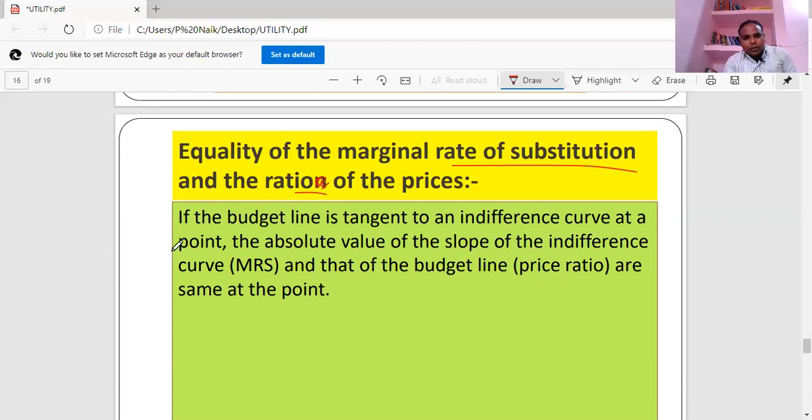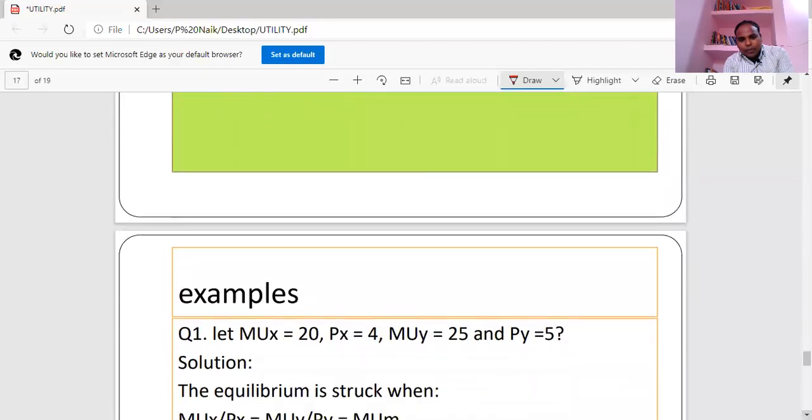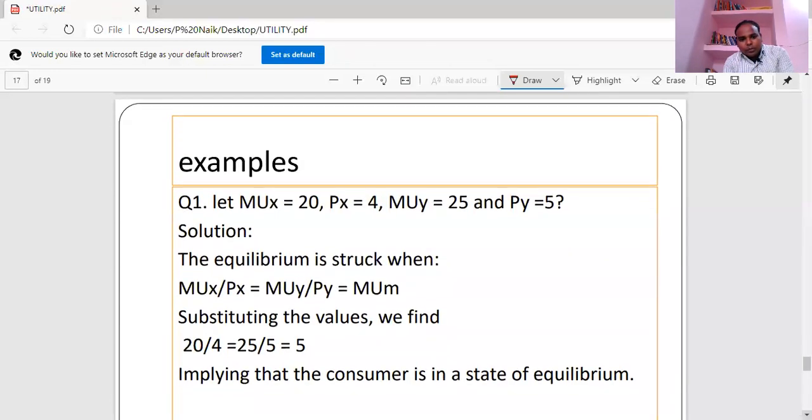If the budget line is tangent to an indifference curve at a point, the absolute value of the slope of the indifference curve, the marginal rate of substitution, and that of the budget line or price ratio are the same at the point. This is the equality of the marginal rate of substitution and the ratio of the prices. Then some examples here.